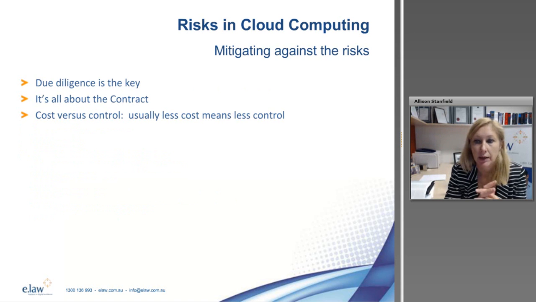So the risks in cloud computing are essentially about mitigating against the risks, and this is all about due diligence. Firstly, start with the contract, and generally it's about cost versus control. So essentially, if you're giving up control of your data, then ostensibly the costs can be reduced. So more control usually means it is a bit more costly.